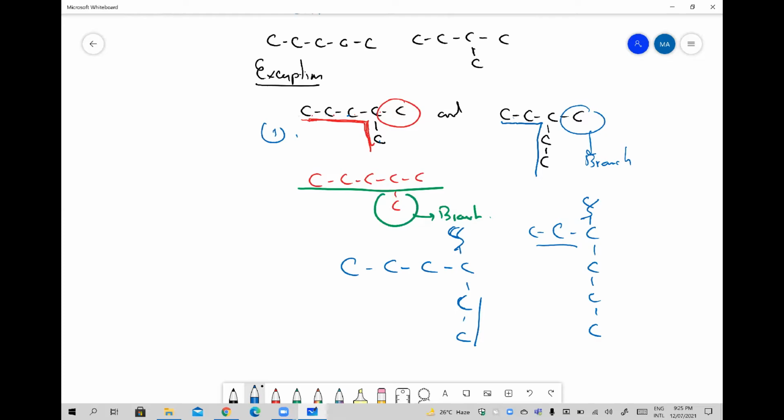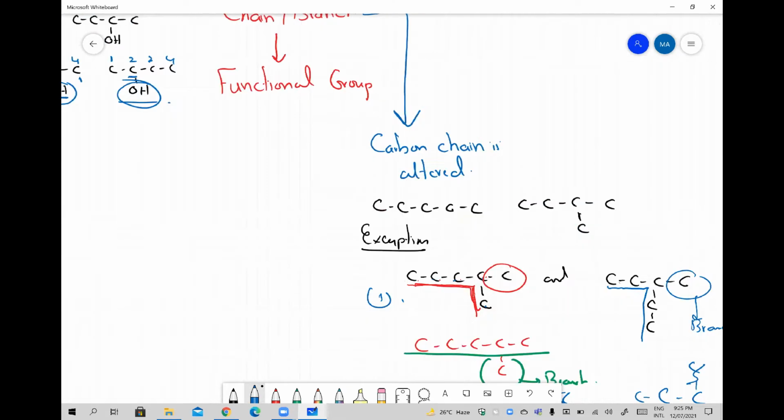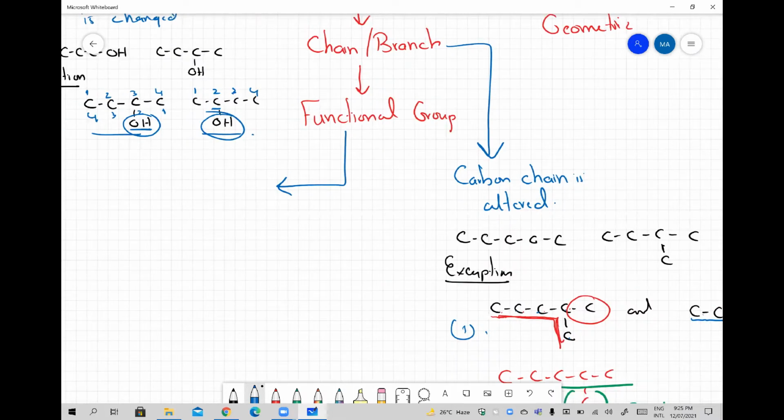All right. Let's look at the functional group isomers now. Functional group isomers are those isomers when a functional group is changed or broken or altered in any way.